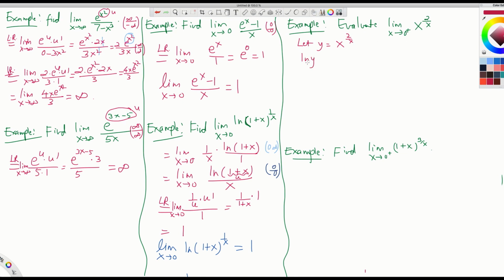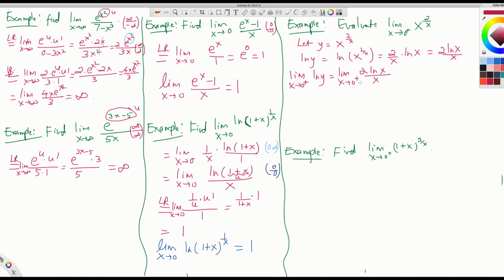Then natural log of y is equal to natural log of x to the 2 over x. So this can be written as 2 over x goes to the front of the natural log, and then that x stays like that. So basically you can write 2 natural log of x over x. You see that? So now let's take the limit. Then limit x tends to 0 plus natural log of y is equal to limit x tends to 0 plus 2 natural log of x over x.